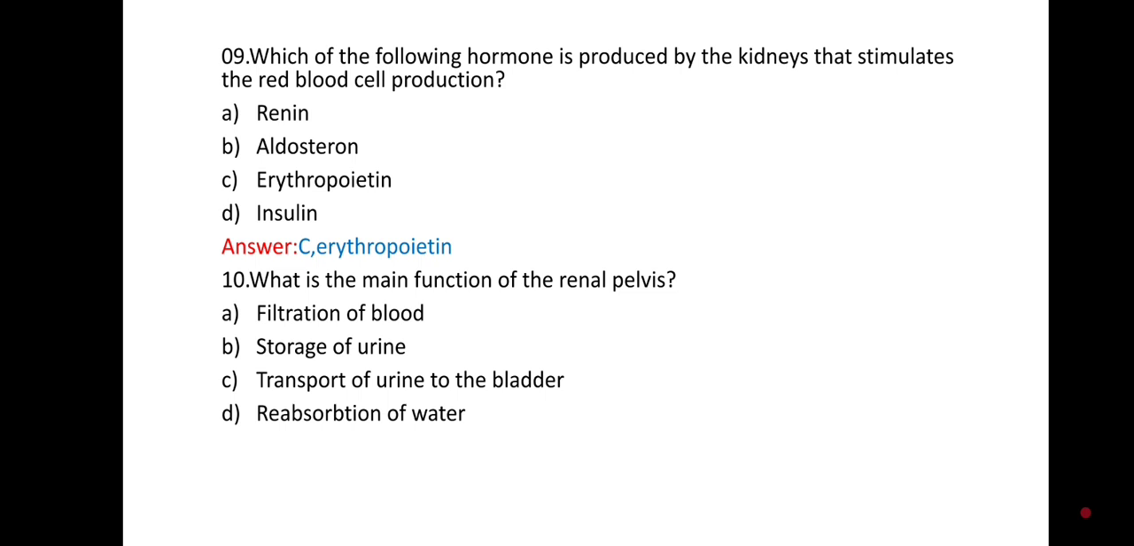The 10th one. What is the main function of the renal pelvis? A. Filtration of the blood. B. Storage of urine. C. Transport of urine to the bladder. D. Reabsorption of water. The correct answer is transport of urine to the bladder.